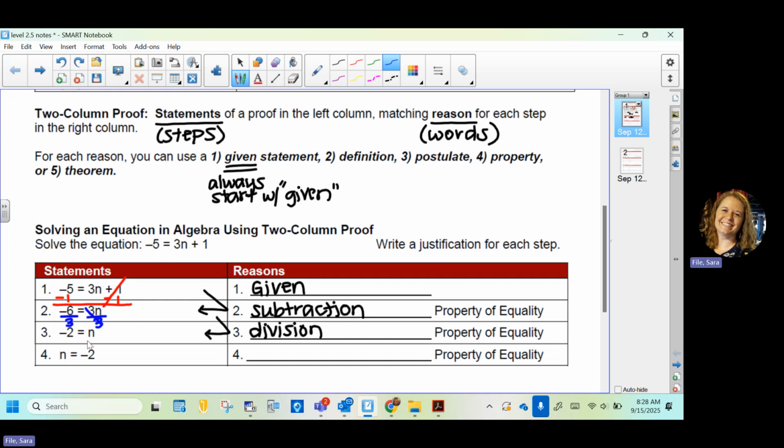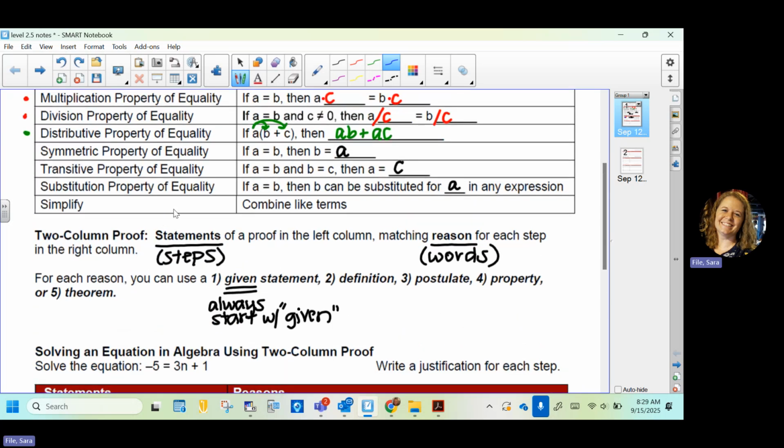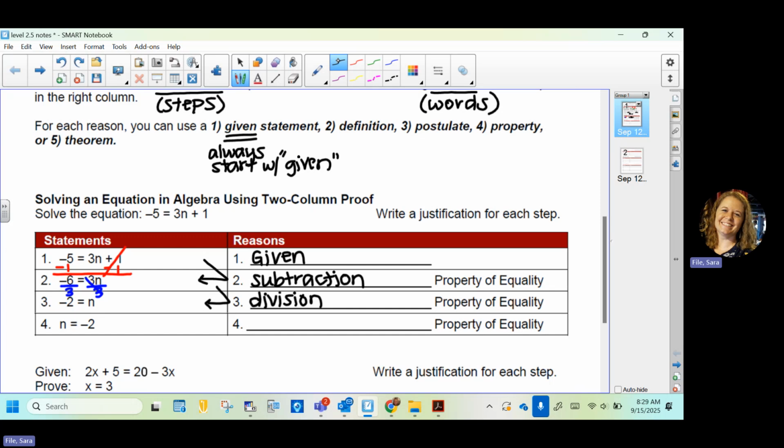Now, how were they able to change it so that the n was on the left side instead of the right? Look at your list of properties up there. Which one shows that you can switch the left and right? Is that this one right here? If A is equal to B, then B is equal to A. You can switch the order. That's called the symmetric property of equality. So that is the reason that we're able to go from that line to that line.